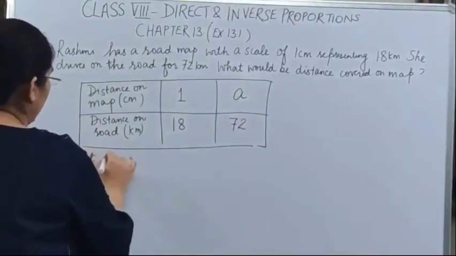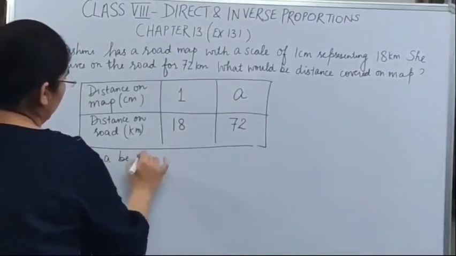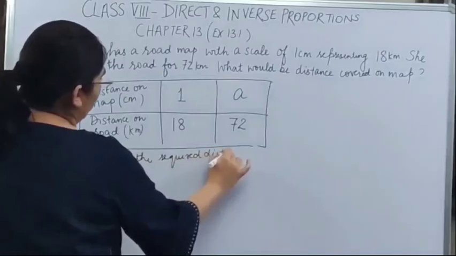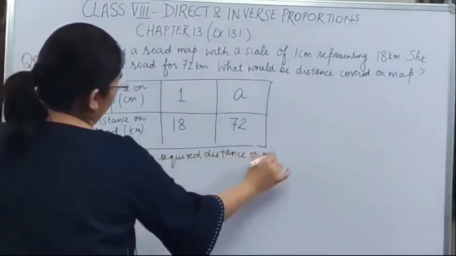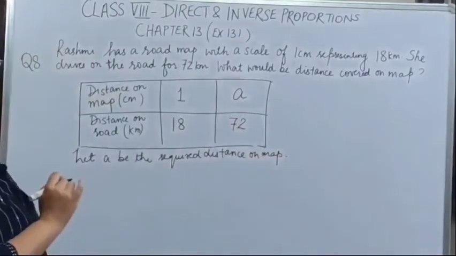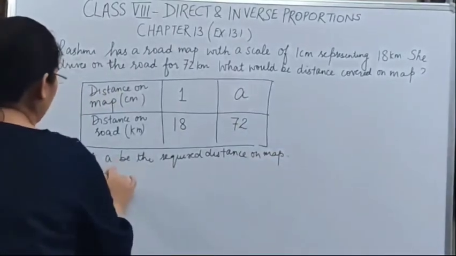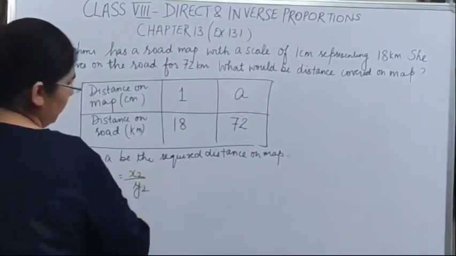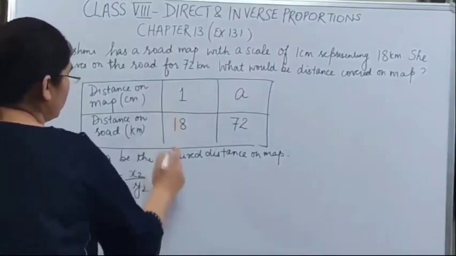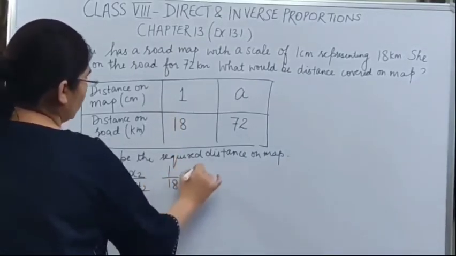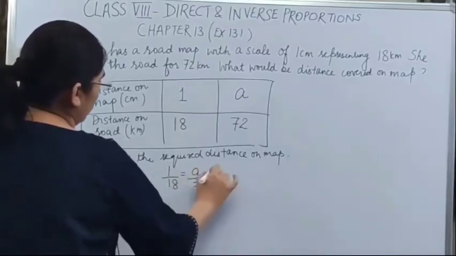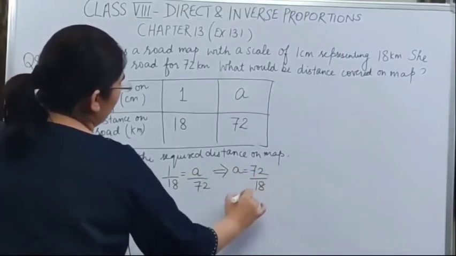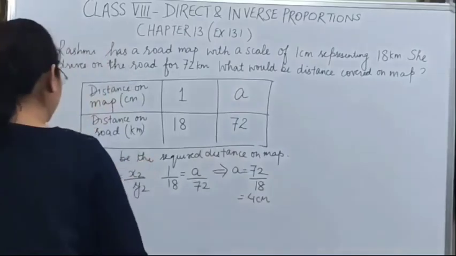So, you say let A be the required distance on map. And since it's a case of direct proportion, we can say x1 by y1 equals to x2 by y2. Now we just substitute the values. 1 by 18 equals to a by 72. Therefore, a equals to 72 by 18, that is equal to 4 centimeters.